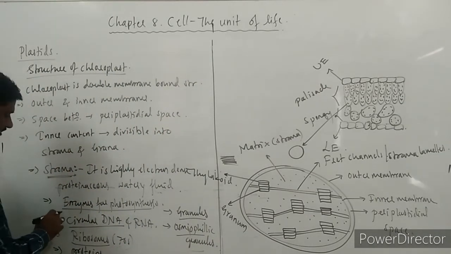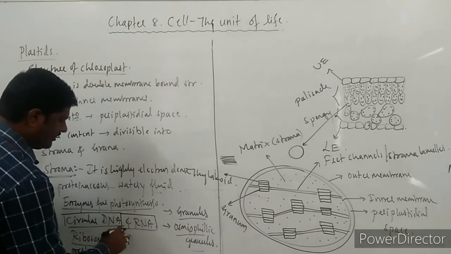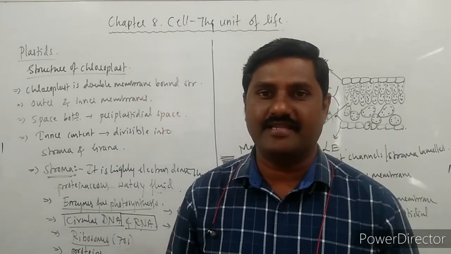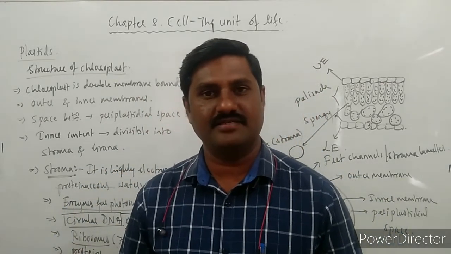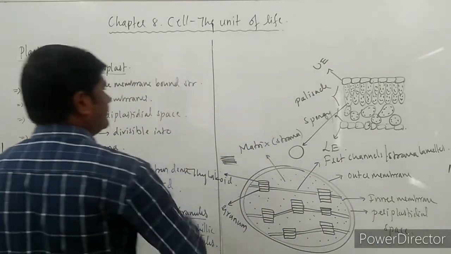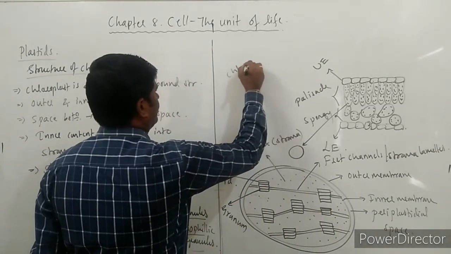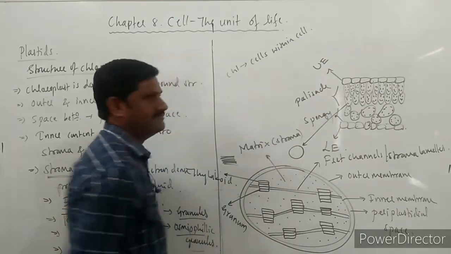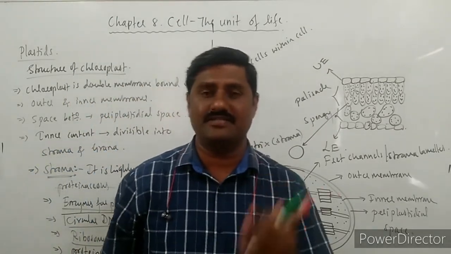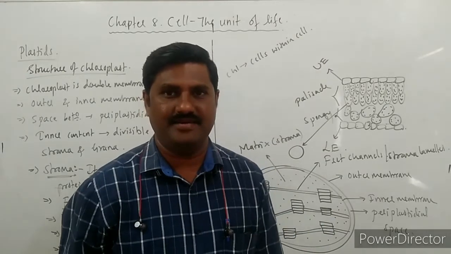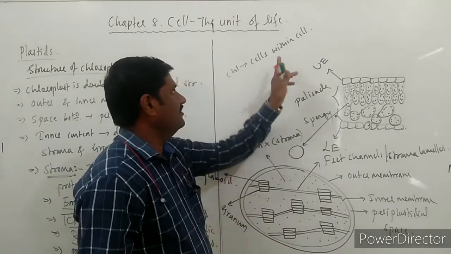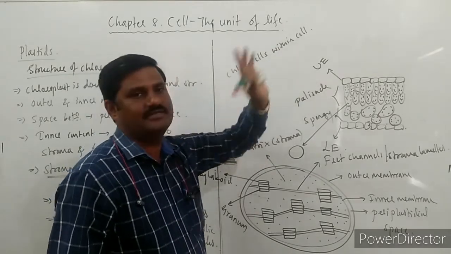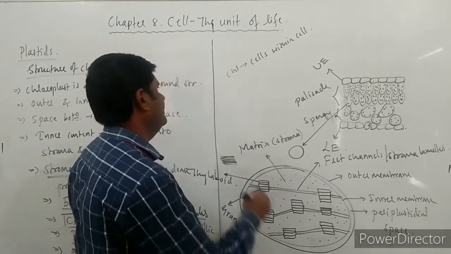Since these have circular DNA as well as their own RNA, they can duplicate themselves. And these are also said to be a cell within the cell. So this is a more important one. Chloroplasts are called cells within cells. Why? Because in a cell the genetic material is there, and in the same way this chloroplast also has genetic material. Hence, it is a cell within the cell.